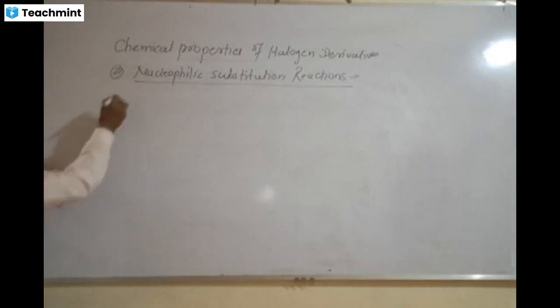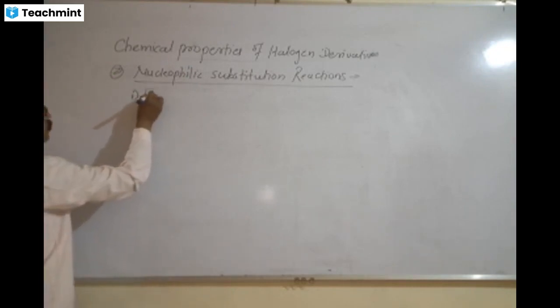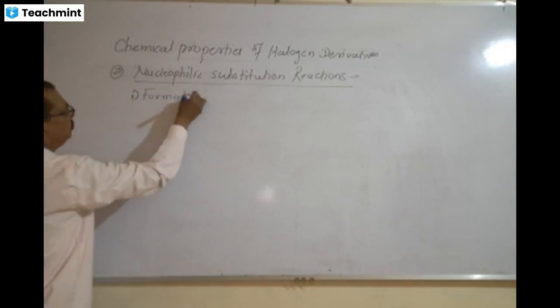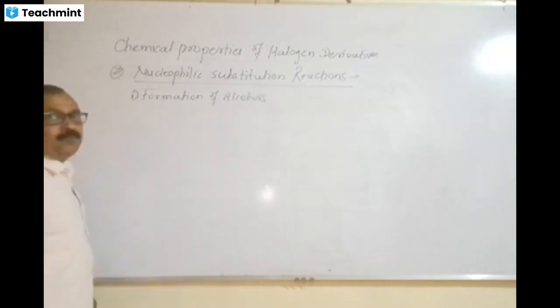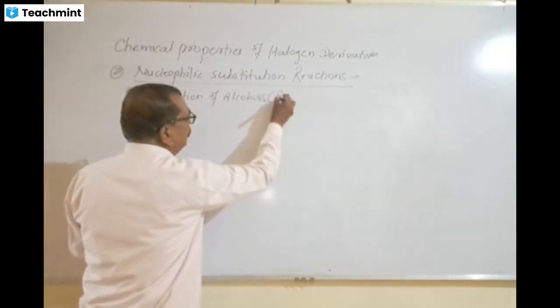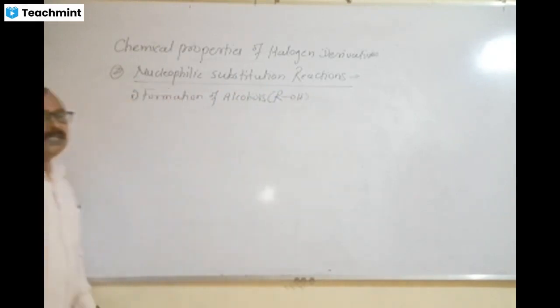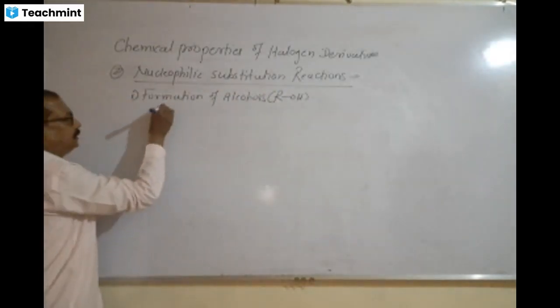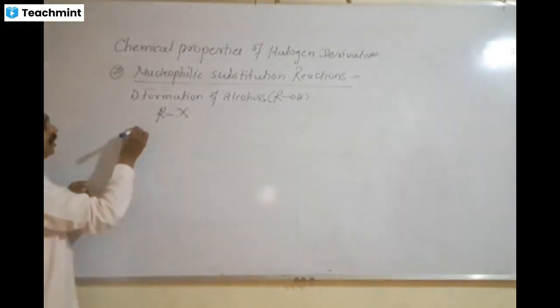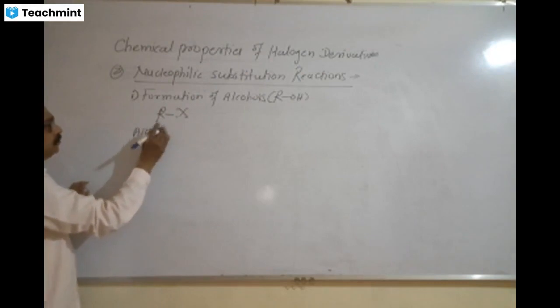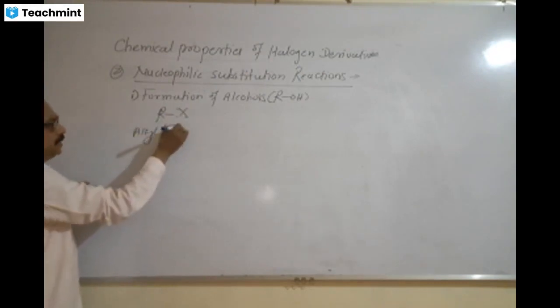First nucleophilic substitution reaction, number 1, that is formation of alcohols. Their final products are ROH. In this reaction, alkyl halides will be represented by the general formula RX, where R stands for alkyl group and X stands for halogen, that is halide.